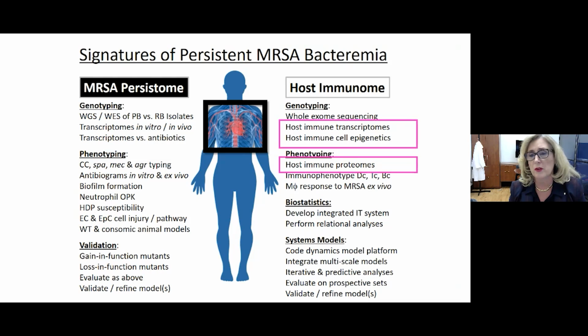So our group has focused over the past few years on determining signatures of persistent MRSA bacteremia, again with the hopes that we could improve treatment. And on the right side of the slide, our group is focused on studying the host immunome, including host immune transcriptomics and host immune cell epigenetics, as well as phenotyping of host immune proteomes. So I will talk about some of this work, starting out with the host immune cell epigenetics, with an eye towards trying to understand how the infection modifies the host immune methylation machinery and phenotype of the cells. Can I have the next slide, please?